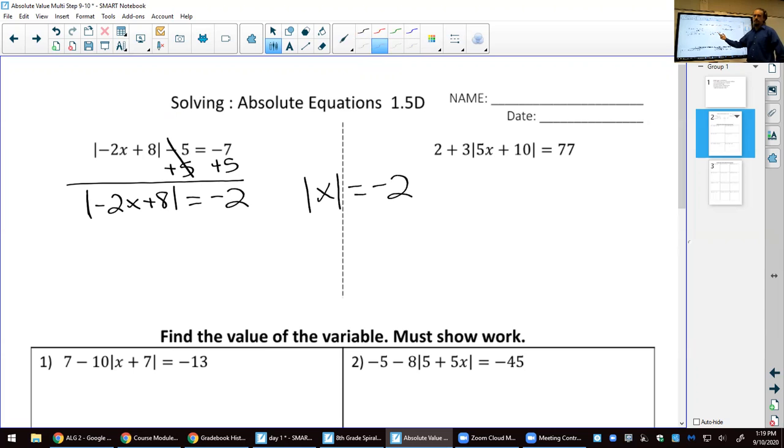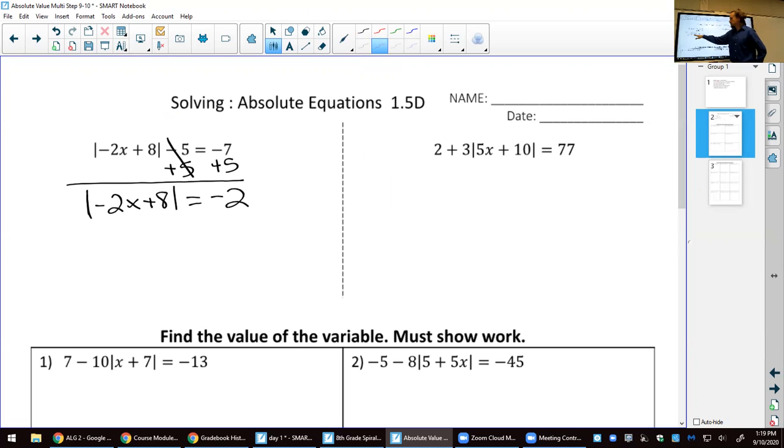And hopefully you're like, wait a minute. Whatever I put in the absolute value is always going to come out positive. So there's no way that I could ever end up making this equal negative 2. And that's correct. This is impossible. Okay?